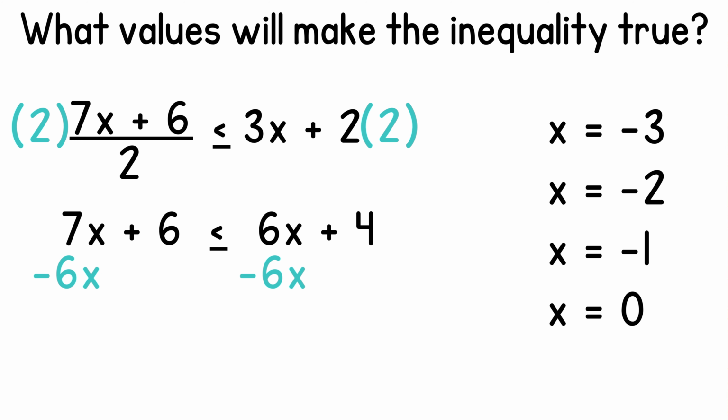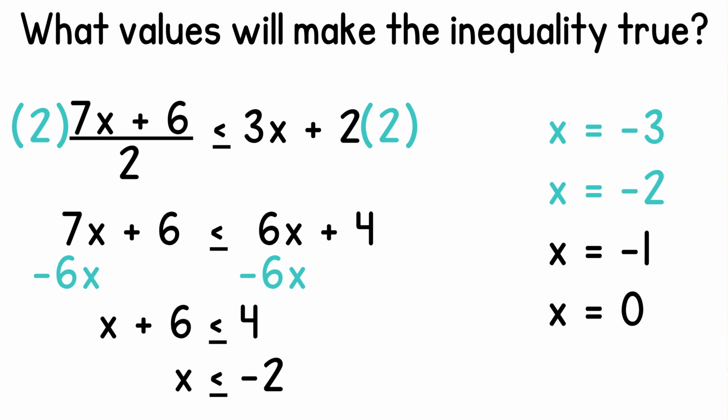Now we're going to subtract 6x from both sides so that our x variables can just be on one side. This gives us x + 6 is less than or equal to 4. So our last step to get x isolated is to subtract 6 from both sides. This gives us x is less than or equal to -2. So any values equal to -2 or less than -2 will be solutions. So in our examples, our only options are -3 and -2, and these would satisfy our inequality.